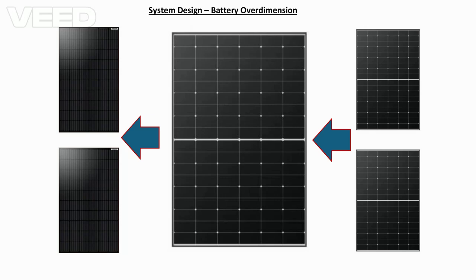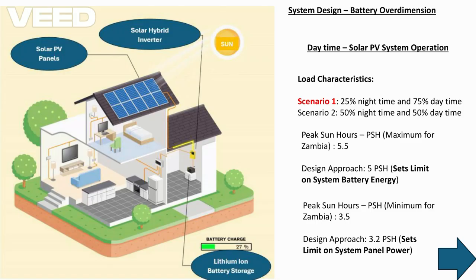So basically today we look at system design and we start with the battery overdimensioning. So when we look at the first scenario, what we want to focus on is a scenario where we have 25% of the load in the night and we have 75% of the load during the day.